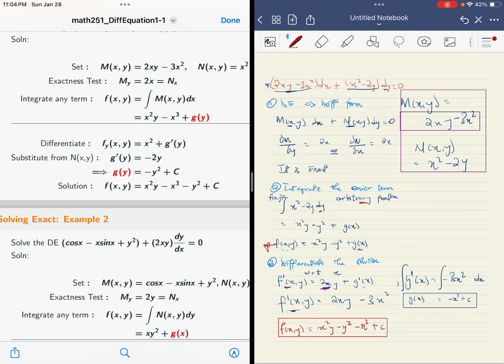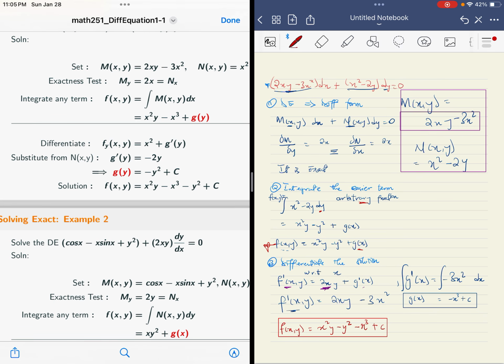Upon integrating, we have f prime of xy equal to 2xy plus the... we have to differentiate our solution. So upon differentiating, we have f prime of xy equals 2xy plus g prime of x. And the g prime of x is what we need.